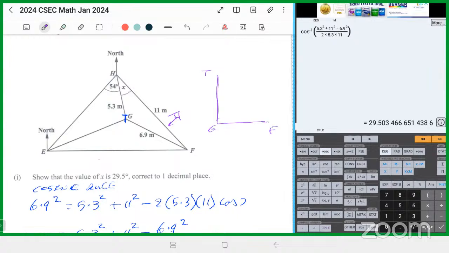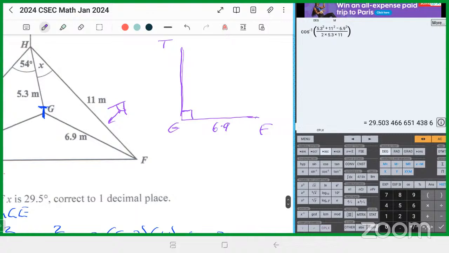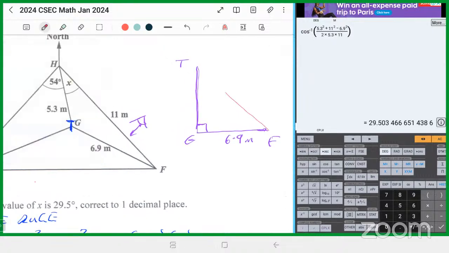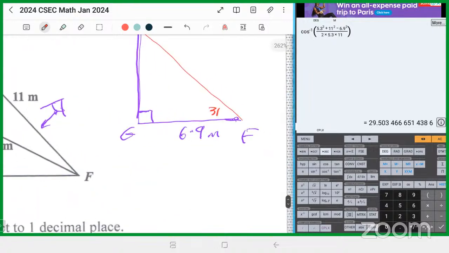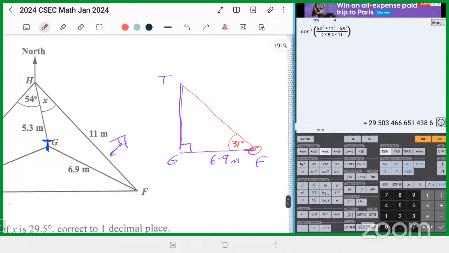And this is 90 degrees because the angle between a vertical and a horizontal is 90. And this FG distance is 6.9 meters. So this is 6.9 meters right here. And then the angle of elevation, I'll draw it in a different color, looking up here is 31 degrees. That's what I said, the angle of elevation from F up to T is 31 degrees.